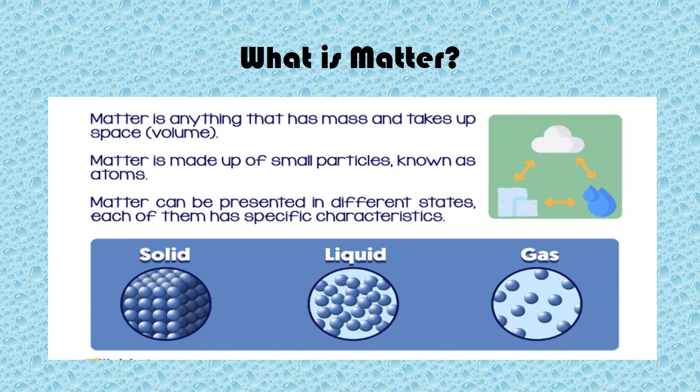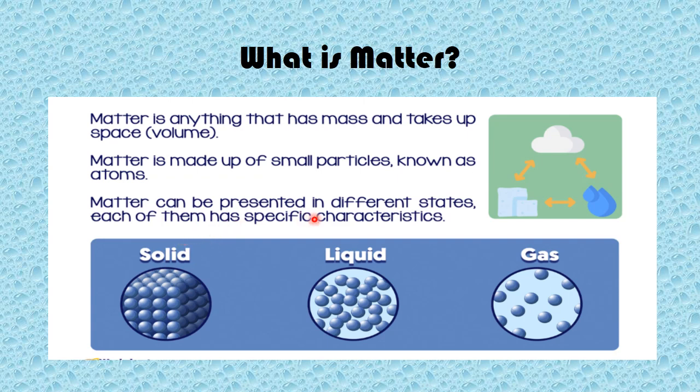First and foremost, we need to determine what matter is, because we are talking about the kinetic theory of matter. So we need to answer the question, what is matter? Matter is anything that has mass and takes up space. Matter is made up of small particles known as atoms.